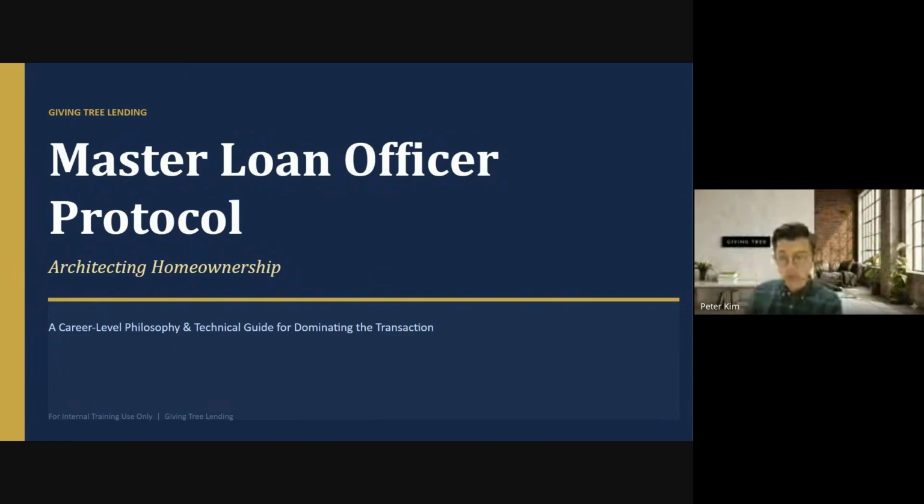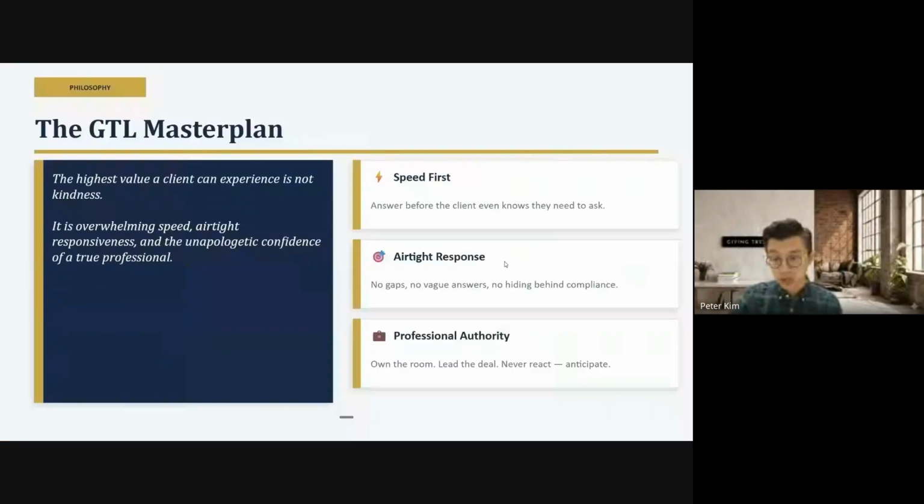So today we're going to do a deep dive into the master loan officer protocol that can be used at different levels of business. This is not a beginner's guide. We're going to detail operating systems, turning loan officers who are doing reactive business into business owners ready to take full ownership of every transaction they touch. So I'm going to talk about 3 things today.